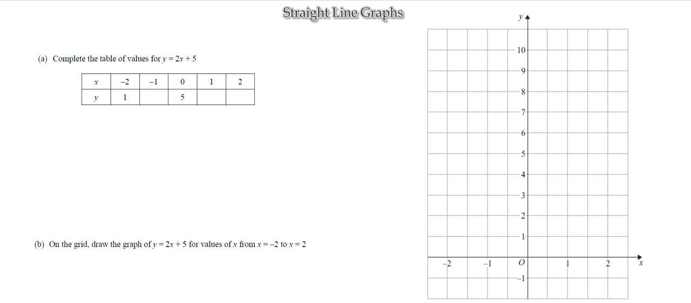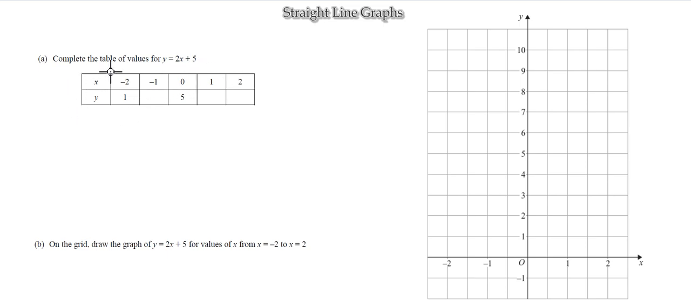So let's get started with some straight line graphs. Very straightforward and easy, but still some people struggle. Not a problem. So we have a question. Complete the table for the values for y equals 2x plus 5.